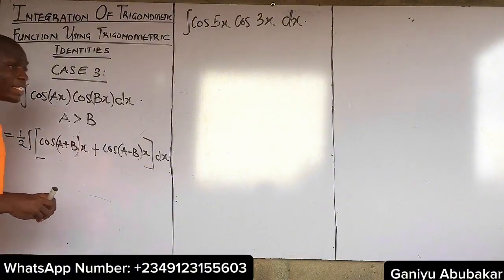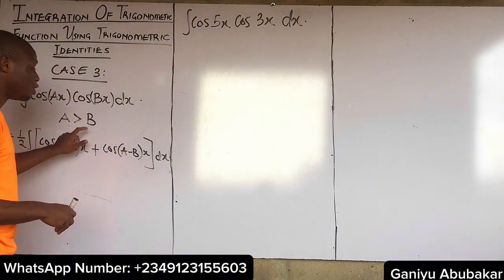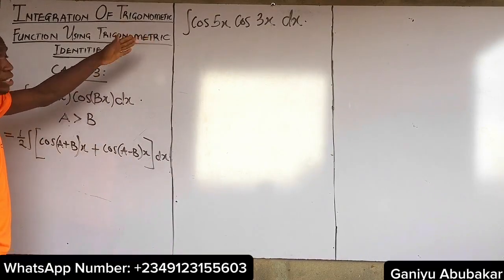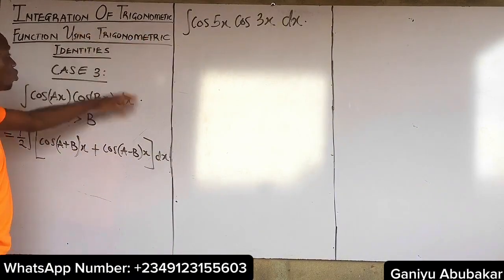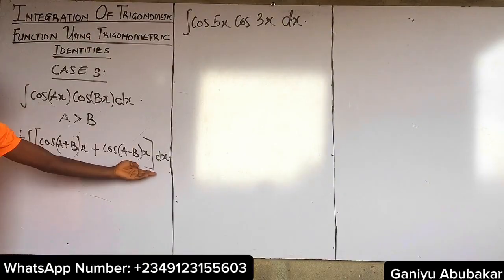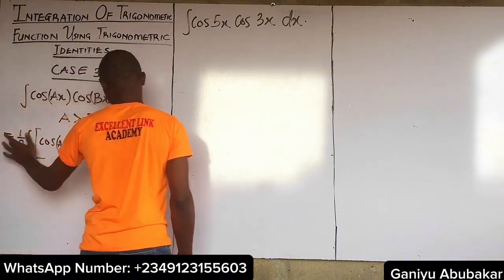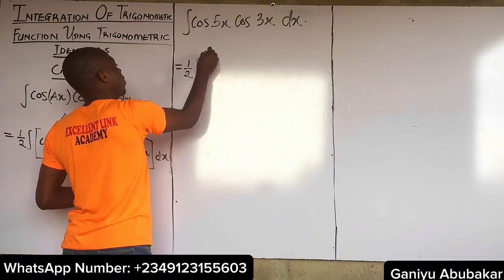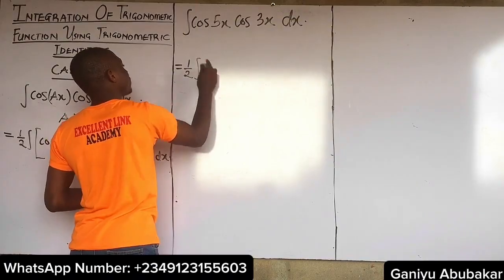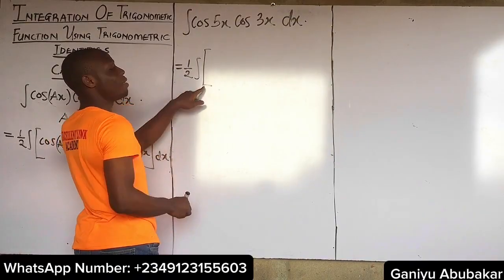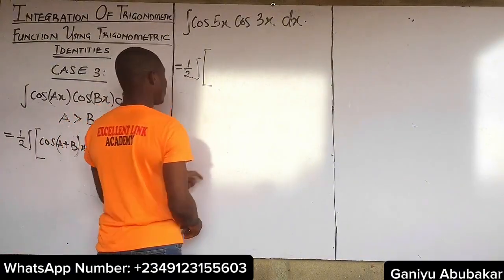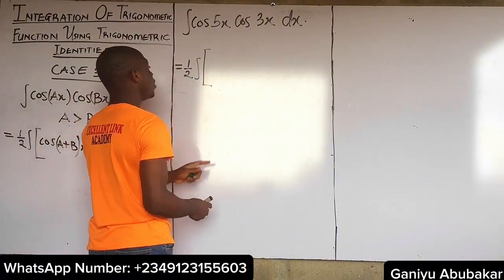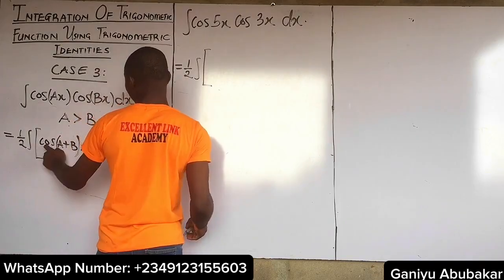Your priority is that, can you recall this expression? If you can't recall this, you can't solve it. Because this is a problem under integration of trigonometric function using the idea of trigonometric identity, as you can see. So my first action is that I'll have equal to half integral into square bracket, into cos.